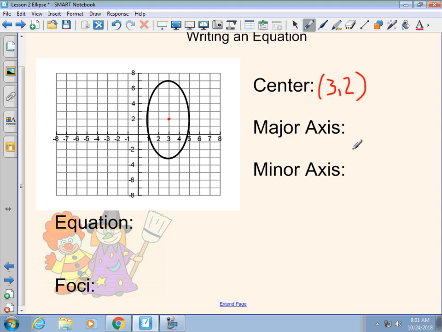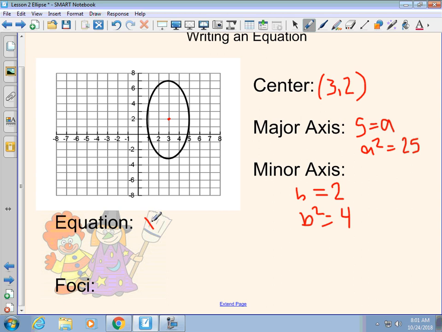Okay, my major this time is vertically, and I found that again it was 5. So a squared is 25. And if I go for my horizontal, it's 2. So b squared is 4. Okay, now this time again it is a vertical. So my a value is going underneath my y's. Now you can write x first, you can write y first, it does not matter. I'm going to do x first this time.